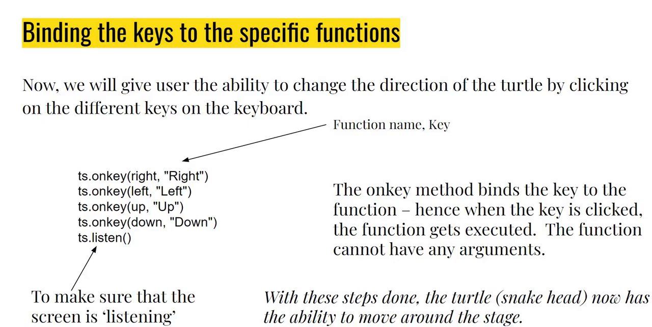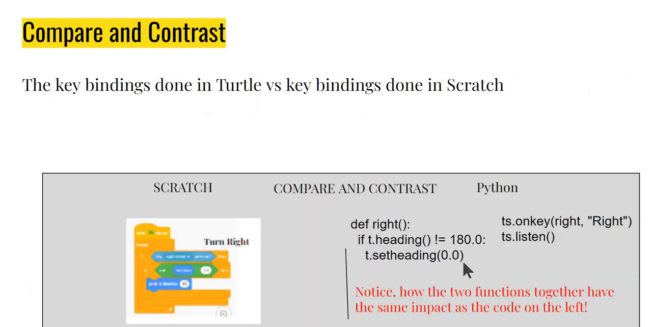Now, really, this is quite similar to what we had done in Scratch, and this has been enabled because of these key bindings. So basically, remember, always the function and the key name. And this function cannot have any arguments. If I were to do a compare and contrast, notice how we have achieved the same impact by using a function and calling that function when a certain key is pressed. And of course, I must have ts.listen. In Scratch, this was a single loop which did all this job for me. But notice how this gets implemented using two pieces of code over here. The impact is the same, the effect is the same, but the implementation is a little bit different.